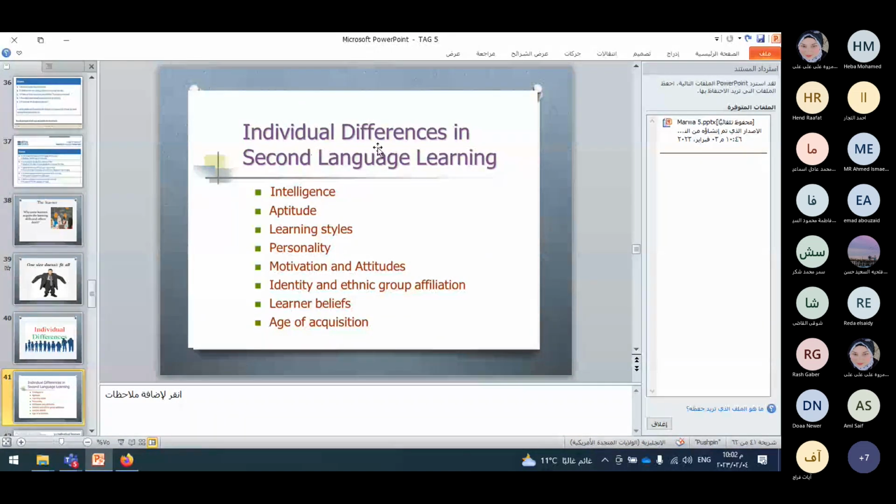Individual differences in second language learning. We can find different intelligence, different aptitude, meaning potential or ability or a proficiency level. This word refers to the ability, the capability, the proficiency, the potential of my students, learning styles, personality, motivation and attitudes, identity and ethnic group affiliation. Ethnic group affiliation means belonging.